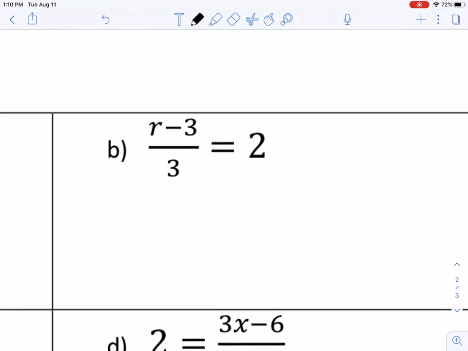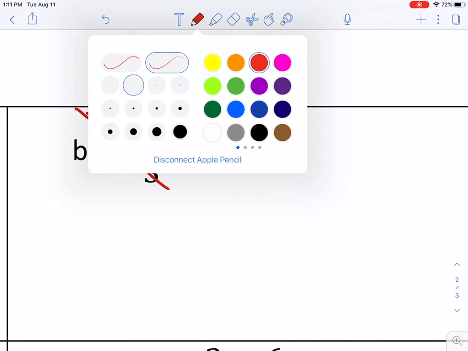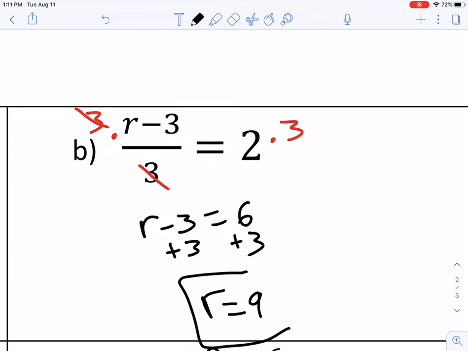So when you have a whole group being divided, you can multiply that denominator to both sides to get it to cancel out, so that you're left with the numerator. 2 times 3 is 6. One-step equation. R equals 9.